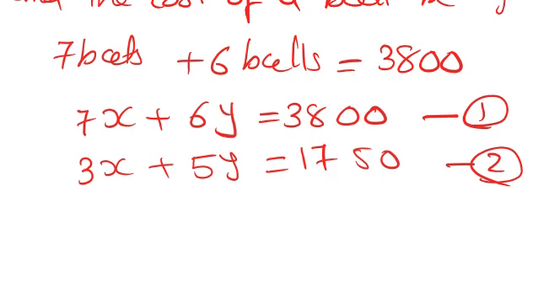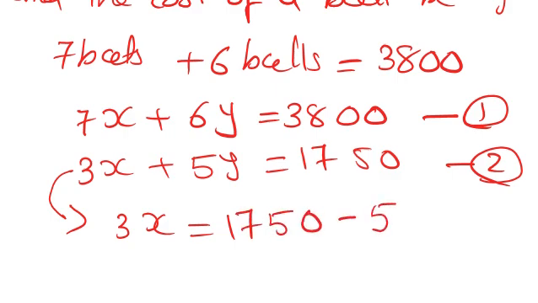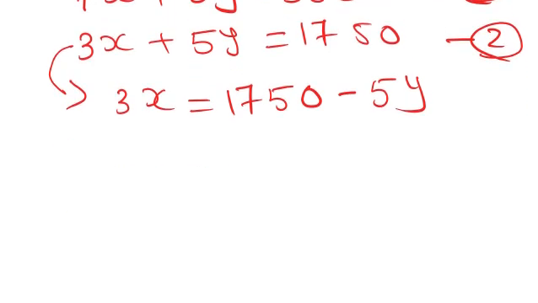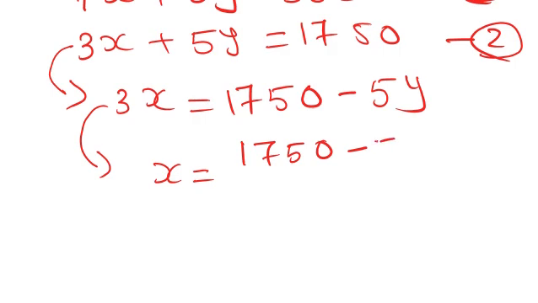Now from equation number 2 we derive 3x is equal to 1750 minus 5y. Okay, this positive 5y when it changes side becomes negative. Now what is the value of x? From this we can write x is equal to 1750 minus 5y divided by 3.